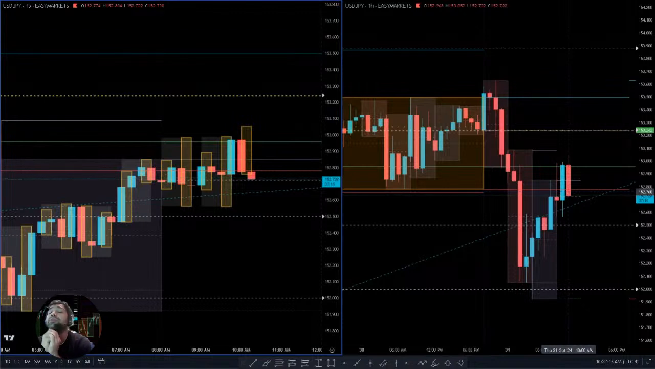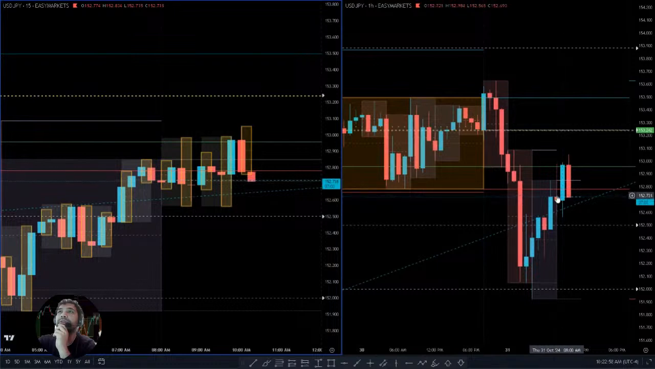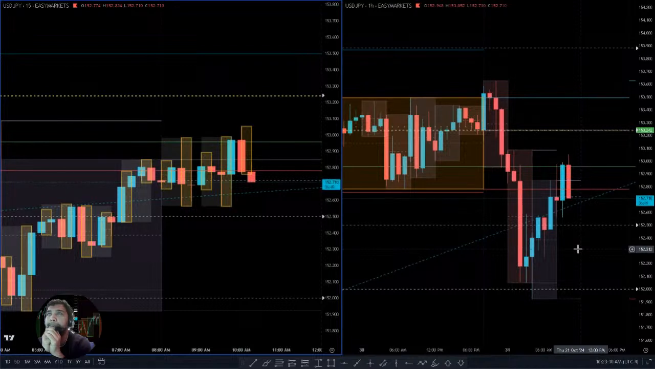Guys, I'm hoping to get my hands on some proper rejection. See the price is here, right? Price opened around here and is coming back here, making this what? An indecision right now. This is big rejection.